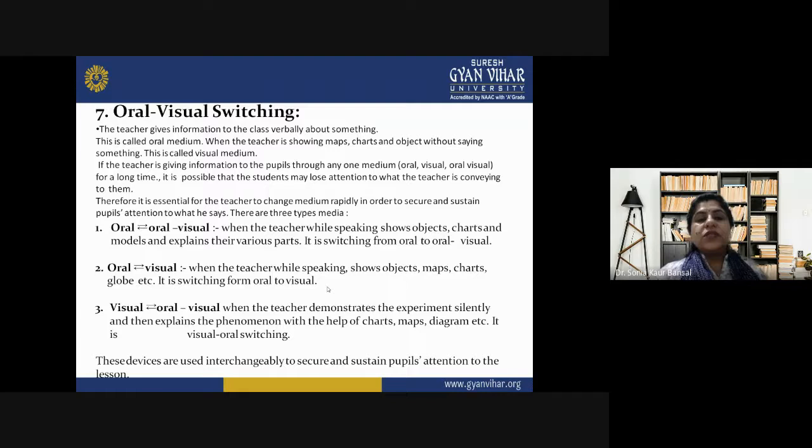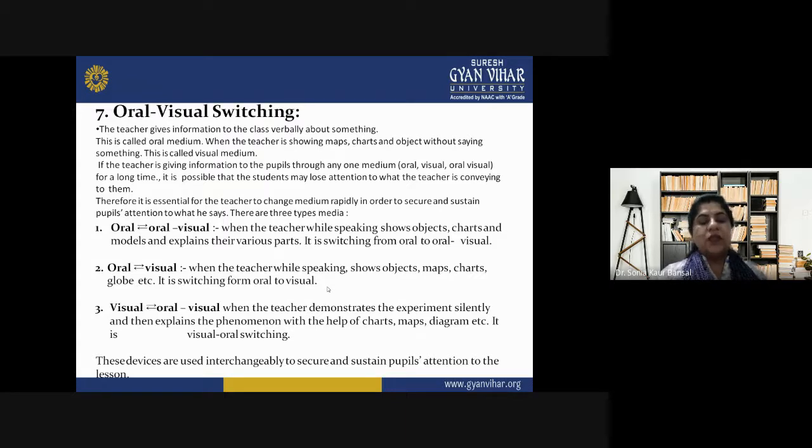If the teacher is giving information to the pupils through any one medium, oral or visual, for a long time, it is possible that the students may lose attention to what the teacher is conveying to them. Therefore, it is essential for the teacher to change medium rapidly in order to secure and sustain pupils' attention to what he says. There are three types of media: oral, visual.